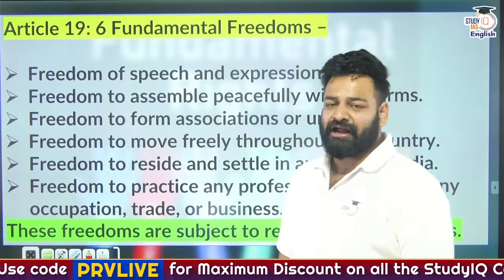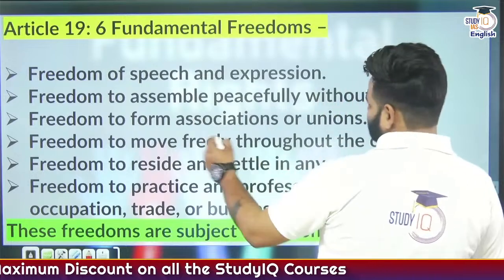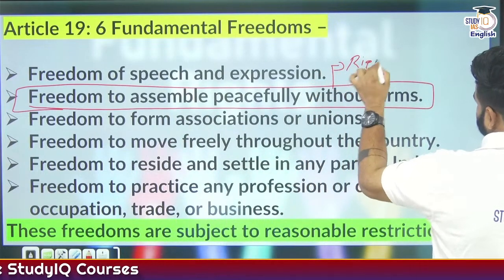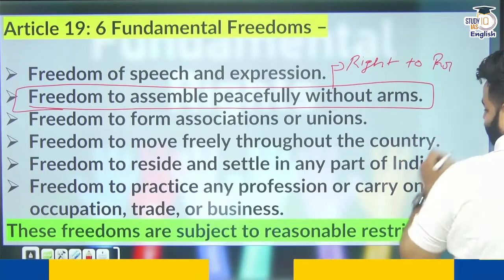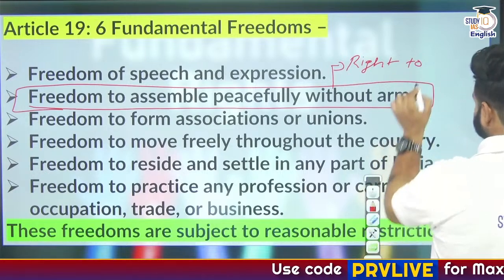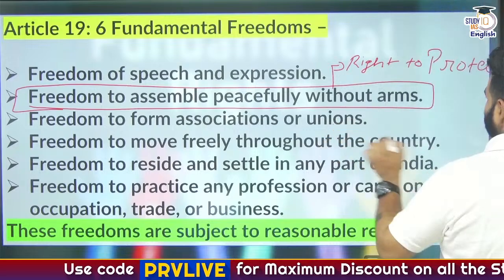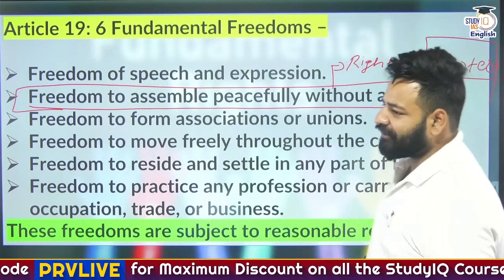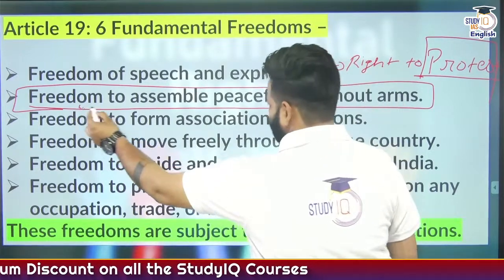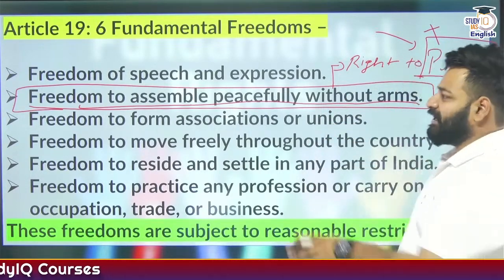Next, freedom to assemble, and here the reasonable restriction is itself mentioned: assemble peacefully. Simply speaking, in general terms, we can call it the right to protest. It is to be made very clear that the word protest is nowhere mentioned in the Constitution. It is not written like this. It is written as freedom to assemble peacefully without arms. There is no mention of the word protest, but it does mean protest only.